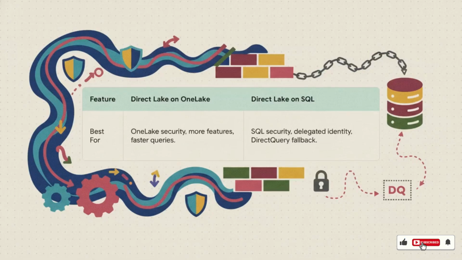So when you're using DirectLake, you do have a choice to make, and here's the breakdown. If you want to use the built-in security of OneLake and get the absolute best performance, you're going to go with DirectLake on OneLake. But if your security rules are already defined in your SQL endpoint or you need that fallback to DirectQuery, then DirectLake on SQL is the way to go.